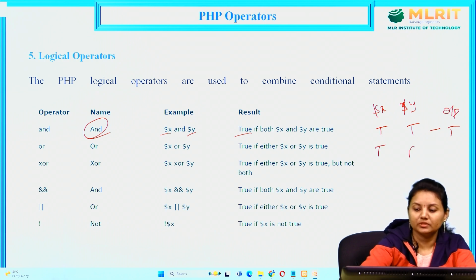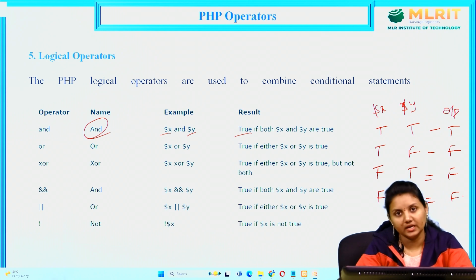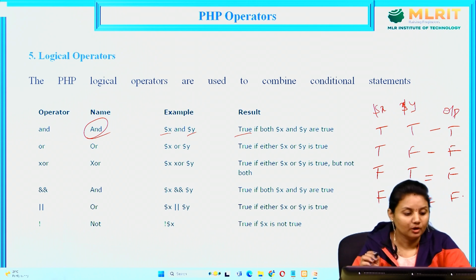If this is true, this is false, it is false. If this is false and this is true, then also it is false. If this is false, this is false also. If both the statements or the conditions are false, then also it is returning false.